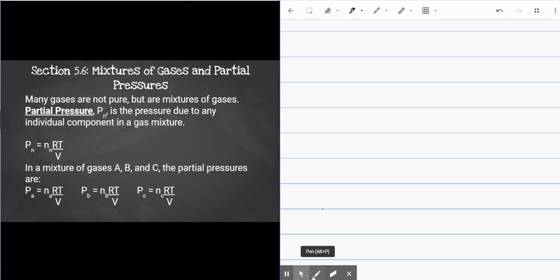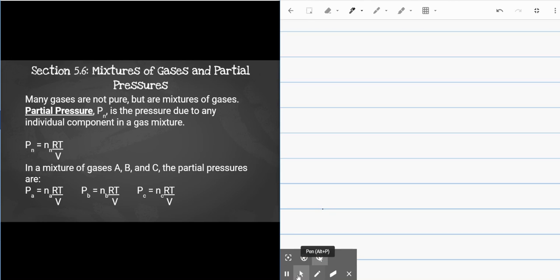Hello, we're going to go over AP Chemistry, Chapter 5, Section 6, Mixtures of Gases and Partial Pressures. Many gases are not pure, but are mixtures of gases. Partial pressure, capital P sub N, is the pressure due to any individual component in a gas mixture.